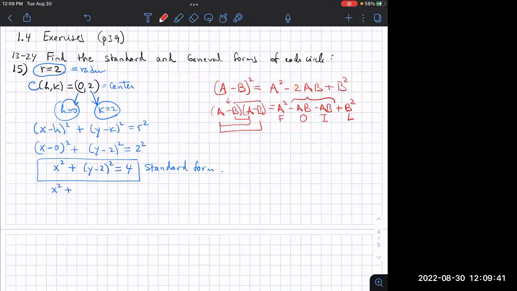So then we apply that, and y minus 2 squared is the square of the first, minus the product of 2 times y, but it's double. So 2 times y double is 4y, plus the square of 2, which is 4.